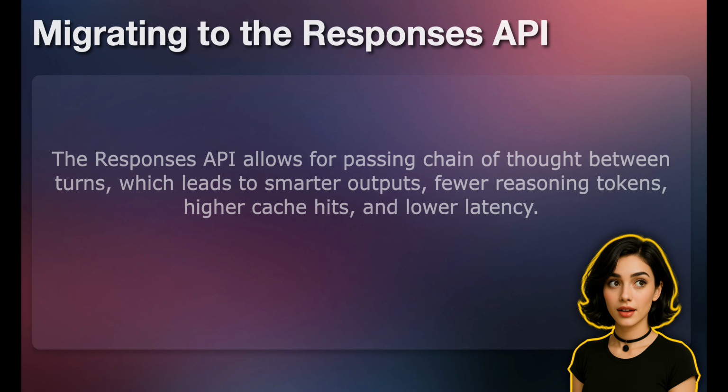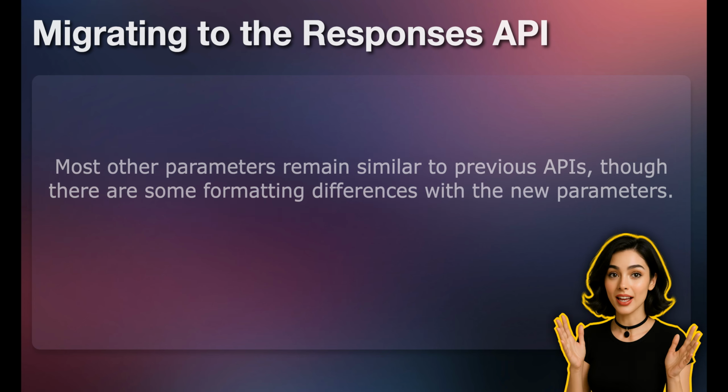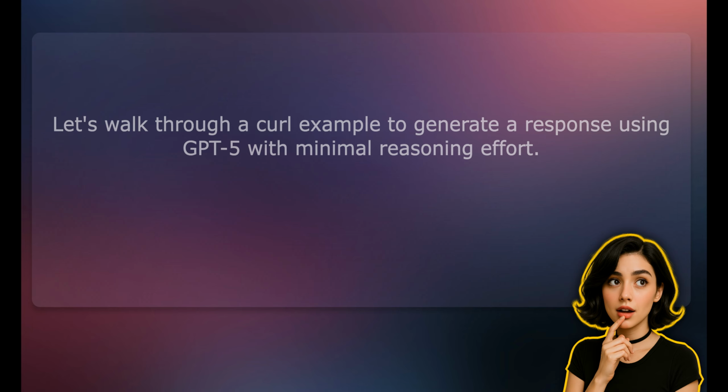The Responses API allows for passing chain of thought between turns, which leads to smarter outputs, fewer reasoning tokens, higher cache hits, and lower latency. Most other parameters remain similar to previous APIs, though there are some formatting differences with the new parameters. Let's walk through a curl example to generate a response using GPT-5 with minimal reasoning effort.